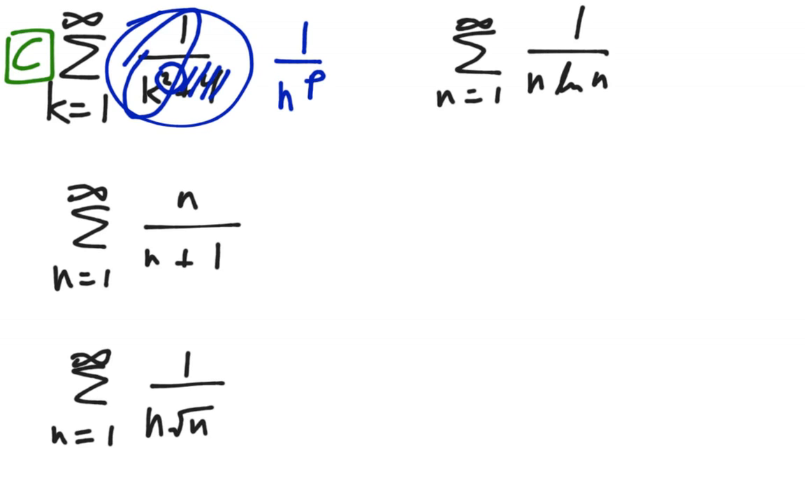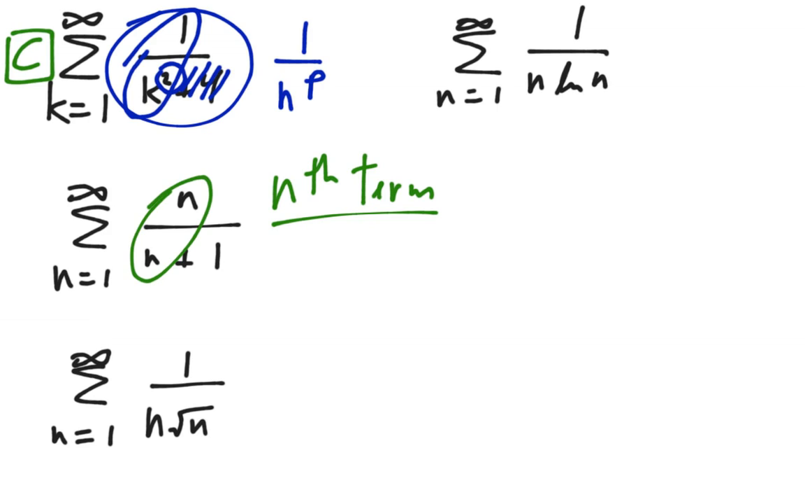Alright, let's go to the next one. We have n over n plus 1. Now if you use the nth term test, notice that the ratio here does not go to 0, right? N over n is going to be 1, and so because the limit of these terms is 1 and not 0, this will diverge because of the nth term test.